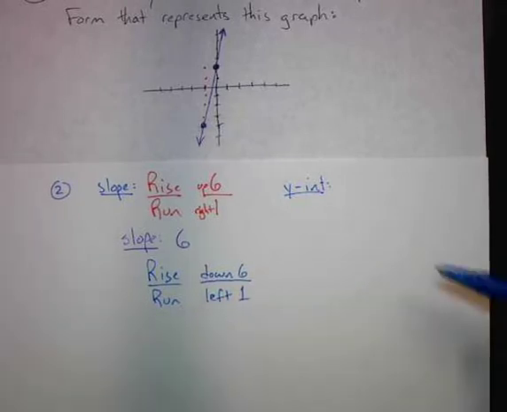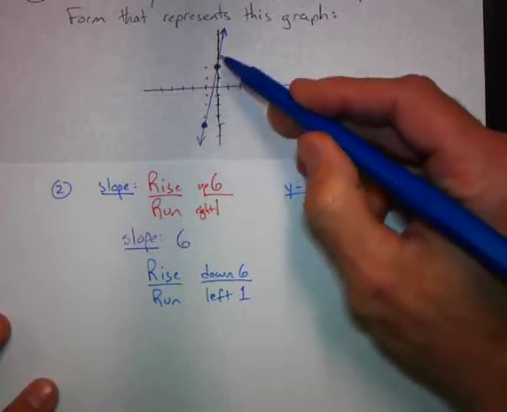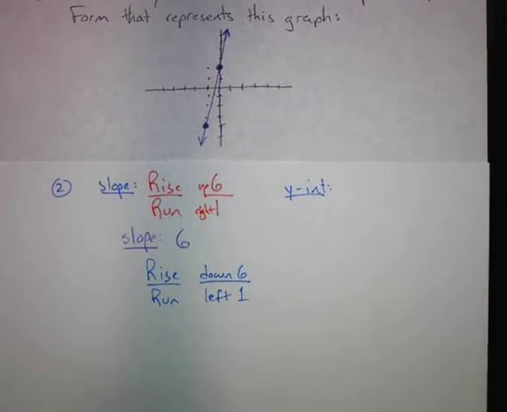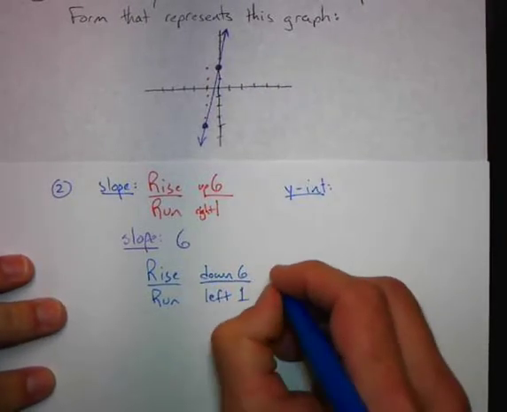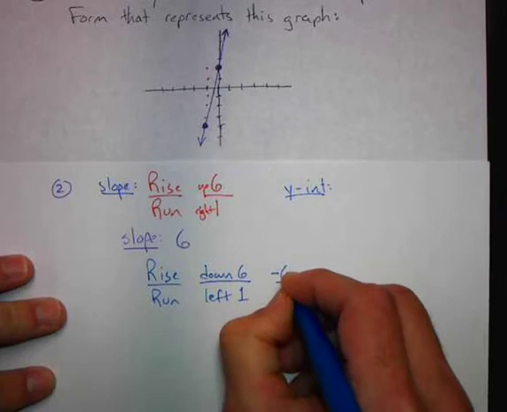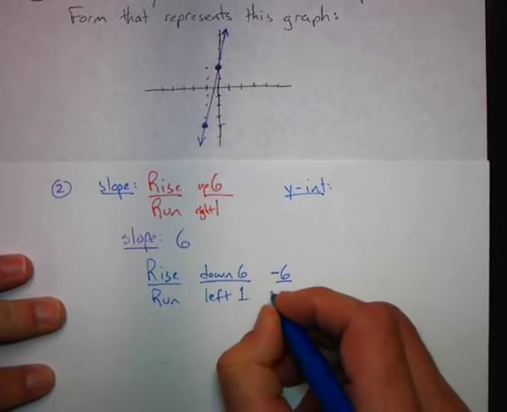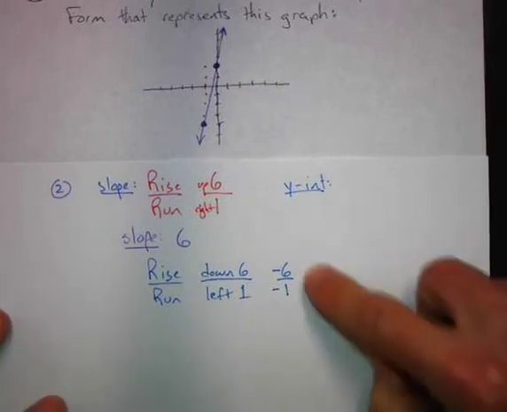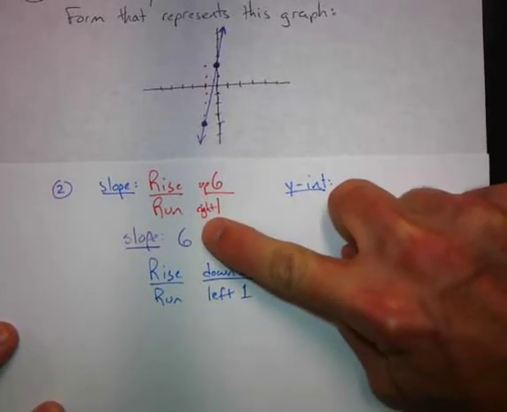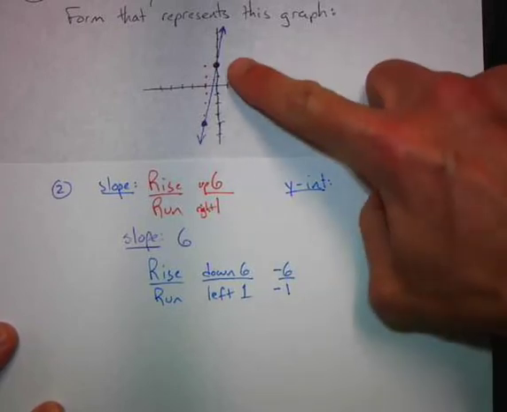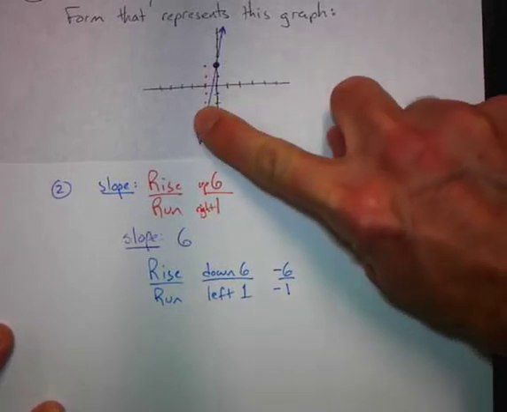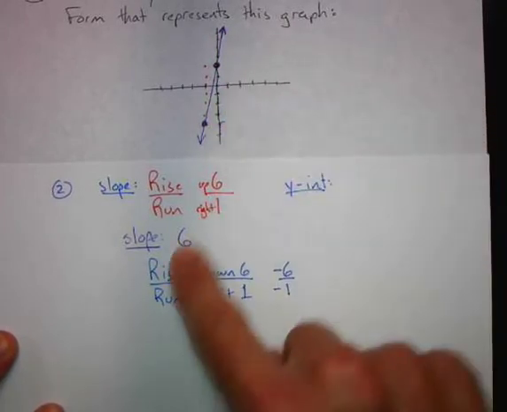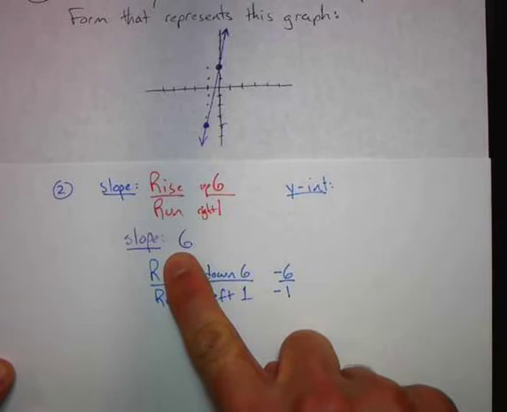So if we looked at the line going from right to left, which I strongly advise against, but what if we did? We would see down 6 is negative 6, left 1 is negative 1, and guess what the slope would be? The slope would still be positive 6. So even if you're looking at the graph the wrong way, from right to left, which you shouldn't, you should always look left to right, even if you're looking from right to left, you will still end up with the same slope, a slope of positive 6.